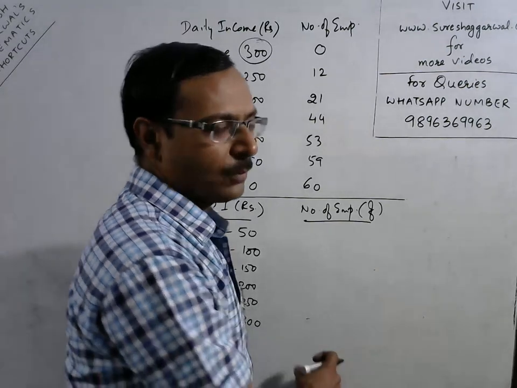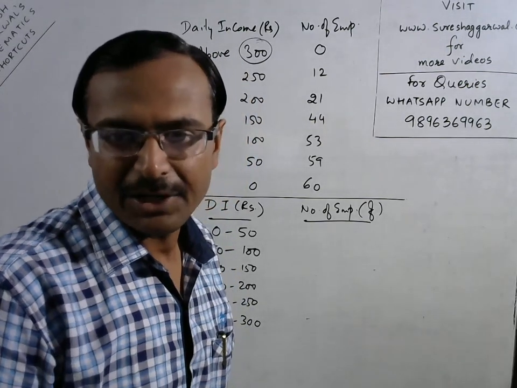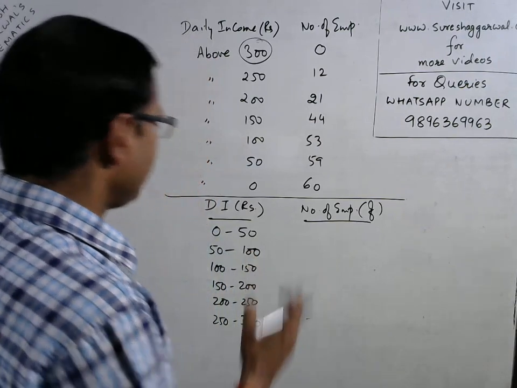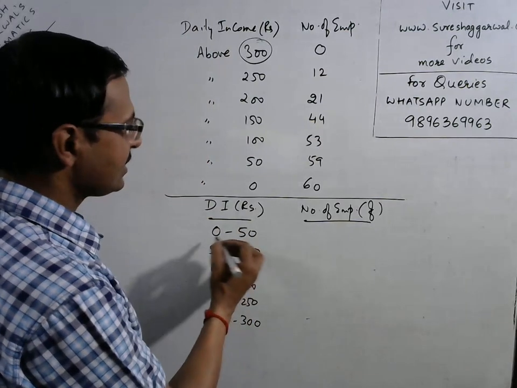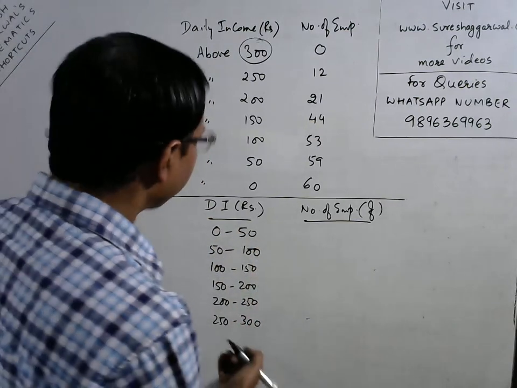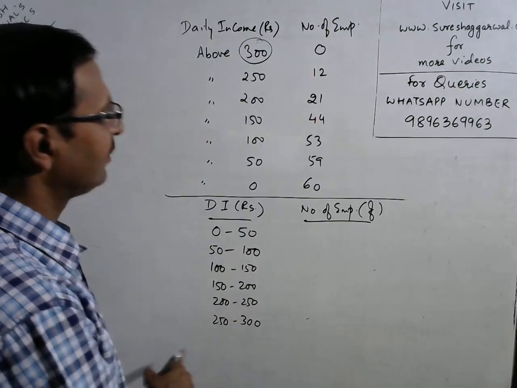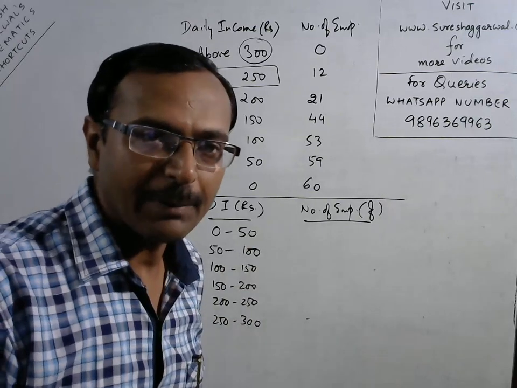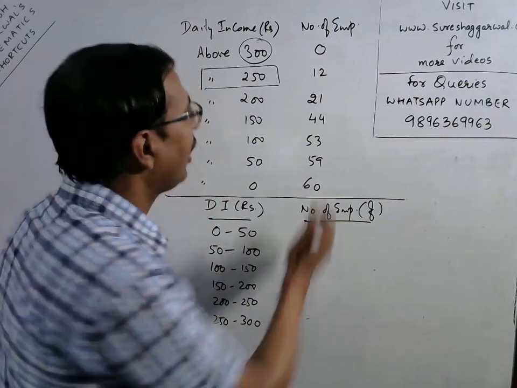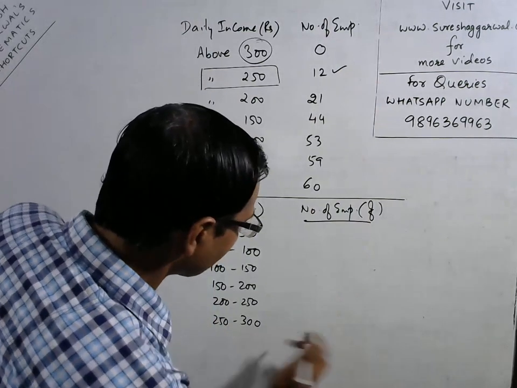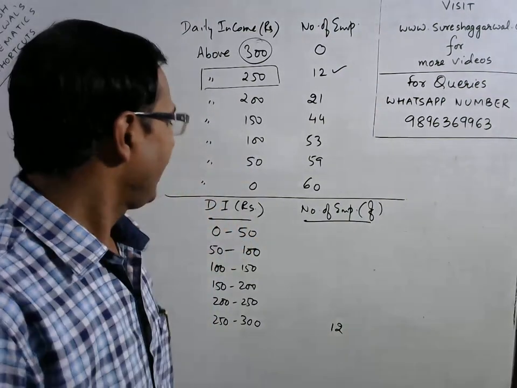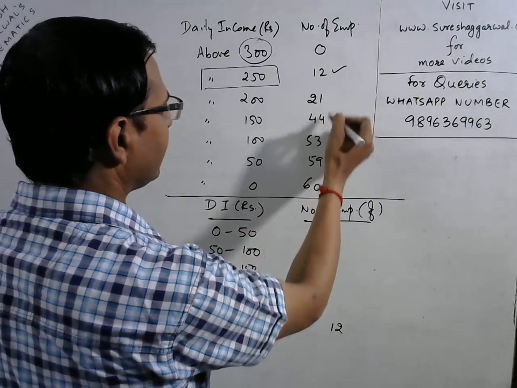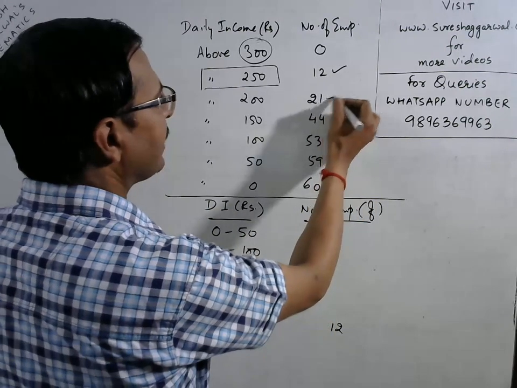Now how do you calculate the number of employees? Again, just a little bit of logical sense and you can calculate that very easily. Now just see 0 to 50. We can start from here also. You will find it very easy. Now see, above 250. What do you mean by above 250? Above 250 means 250 to 300. How many people are there? 12. So this 12 will come here automatically. And 200 to 250, now keep on subtracting. You will get all your answers.